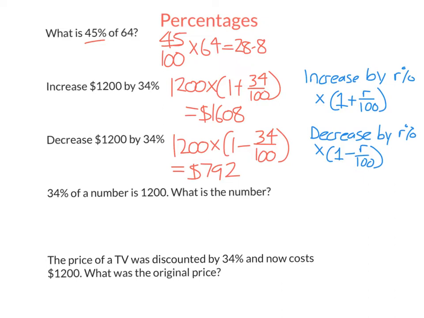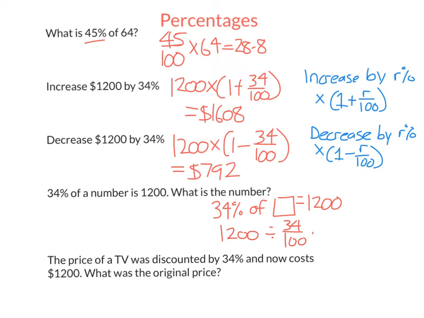In these last two, let's look at this one here. 34% of a number is 1200. What is the number? This time, unlike the previous cases, we don't know the number we started with. We want to find the original number, so whenever you want to find the original number, you divide. We're saying 34% of some number gives us 1200. So to find what number goes in that box, instead of timesing by 34 over 100, we do the opposite and divide by 34 over 100. So we go 1200 divided by 34 over 100.